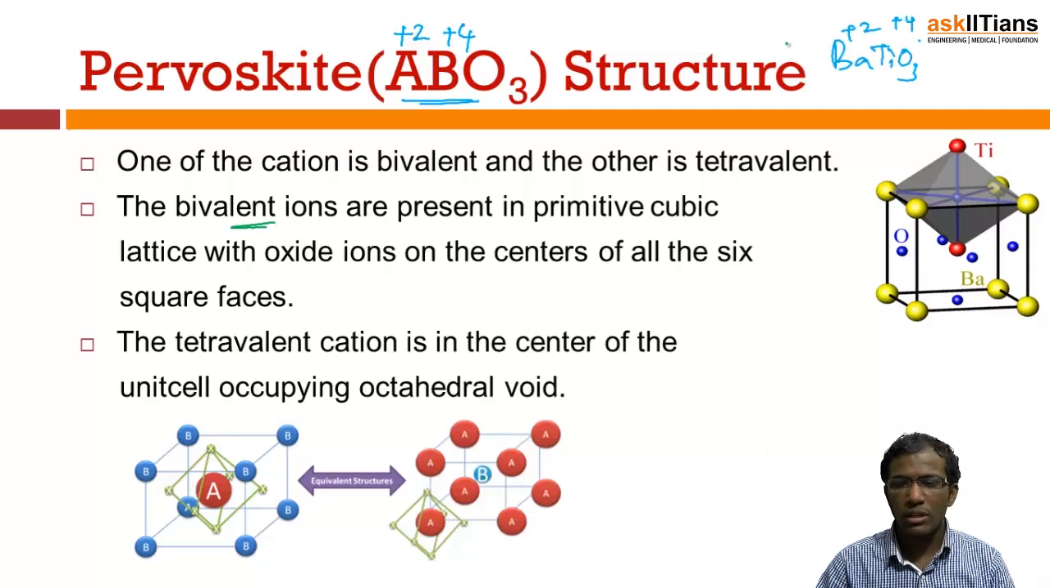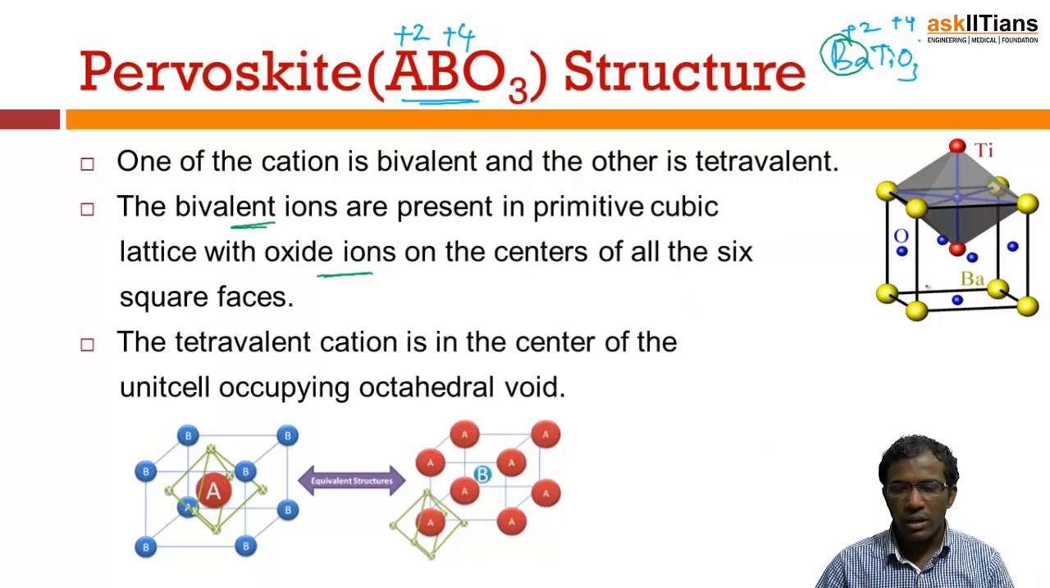Barium ions, right? So the barium ions, which are shown in yellow color, are present at the corners, and the oxide ions, which are anions, are present at the centers of all 6 faces. The blue particles are oxide ions. There are 6 faces, so there will be 6 oxide ions at the center of each face.